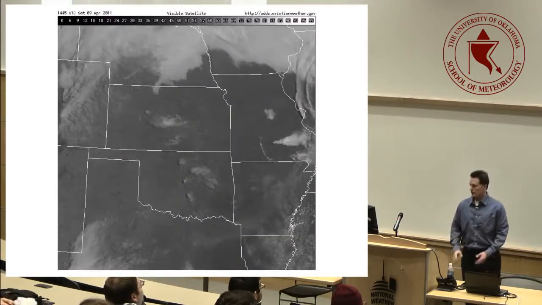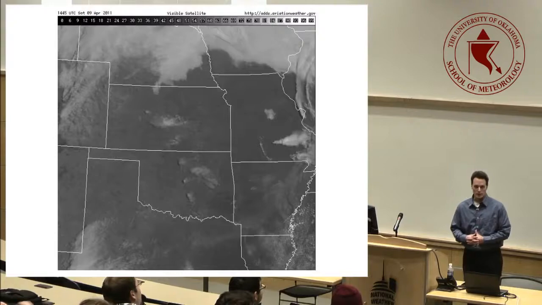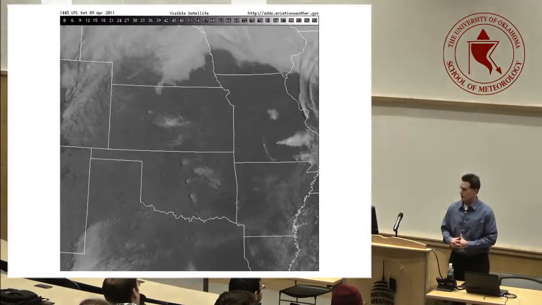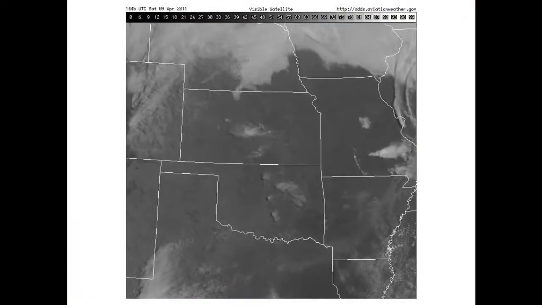Another thing, here's the satellite image the day we're looking at. This is mid-morning. I don't see much in the way of clouds anywhere, so that says something about how close we are to saturation in our boundary layer, which means we're not very close. So in this case, there's not going to be much to slow down daytime heating. It's sunny. It's going to warm up pretty quickly.